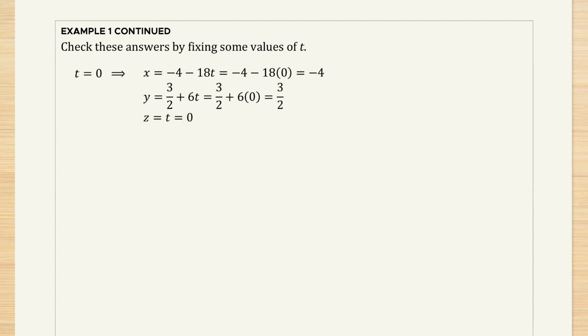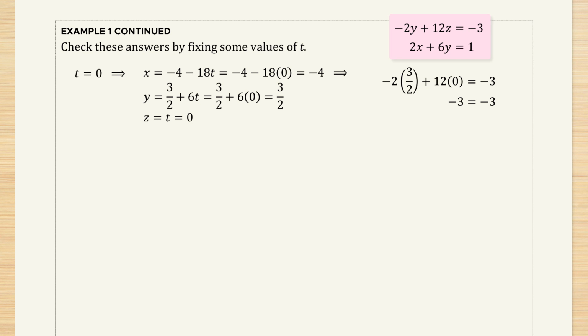Z is 0. Put these values of x, y, and z into our system of equations, and we should see left-hand side equals right-hand side. Let's check. Negative 2 times 3 over 2 plus 12 times 0. Simplifying, we have negative 3. In fact, we expect negative 3. Right-hand side equals left-hand side.